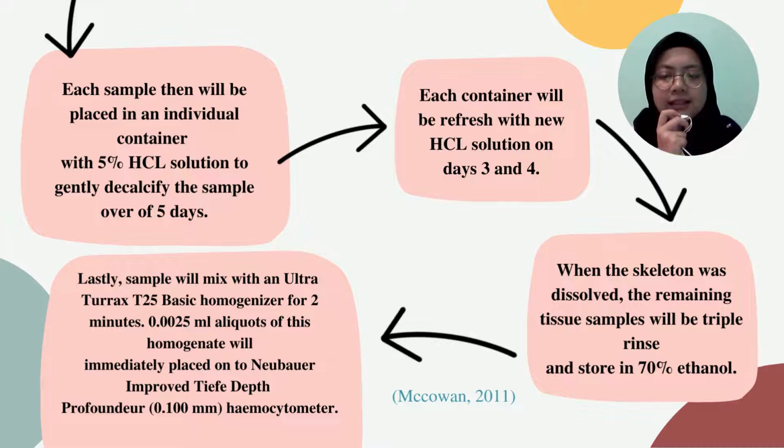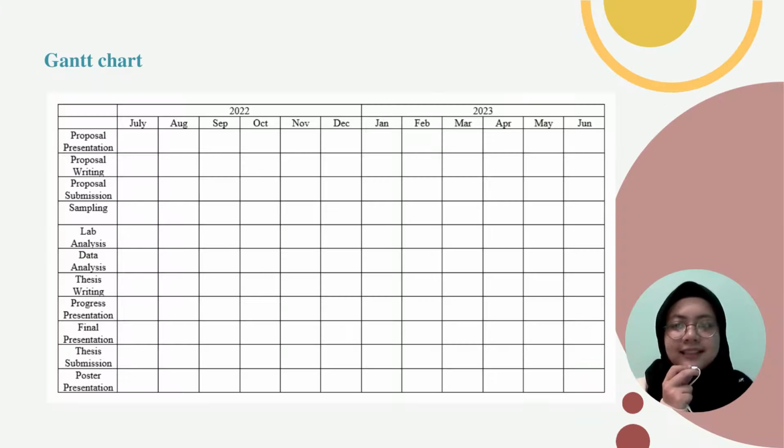for 2 minutes. 0.0025 milliliter of this homogenate will immediately be placed onto a Neubauer improved counting chamber. This is the Gantt chart.